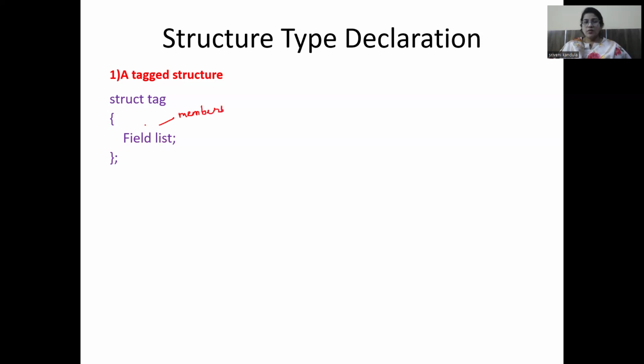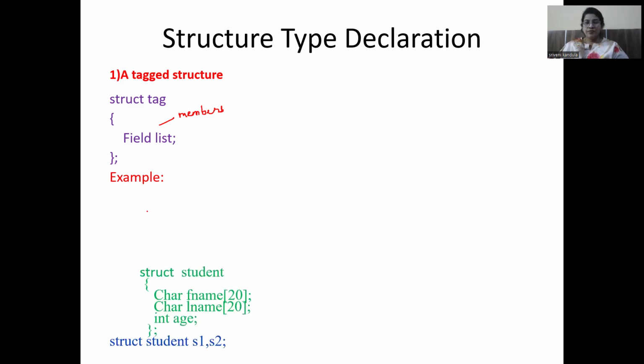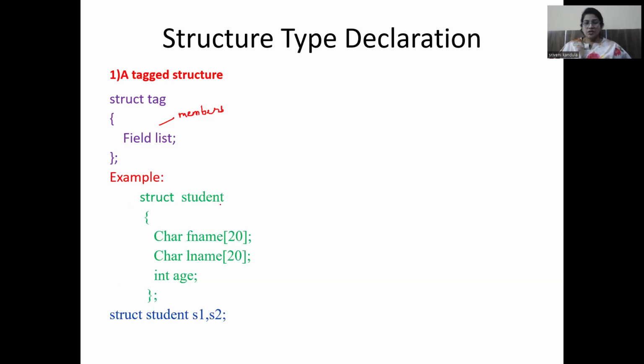Okay, all the variables that we are declaring inside this structure, we can call them members of the structure. The technical word is members, and end it with a semicolon. For example, if I want to store the first name, last name, and age of a student, let's declare a structure for that using this tagged structure, which is struct student.